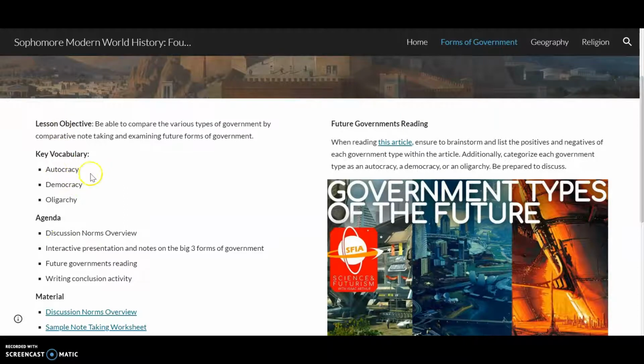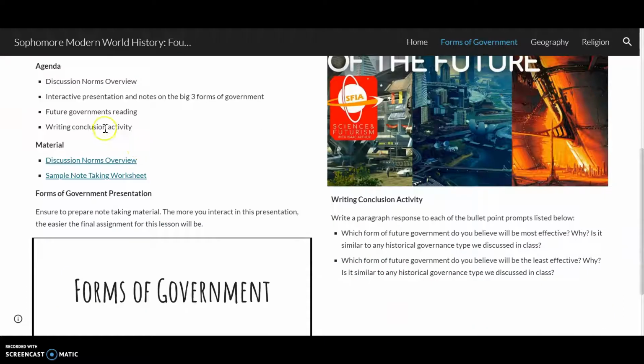So the key vocab was autocracy, democracy, and oligarchy. I'll show you the presentation. Those are the main vocab words, but I gave them examples and had them apply these examples of smaller forms; these are the umbrella terms I used. We talked about dictatorships and monarchies for one, direct democracy and a republic for another, and a gerontocracy and another form of oligarchy, which I forget, in the examples. I'll show you when I get to that part of the lesson.